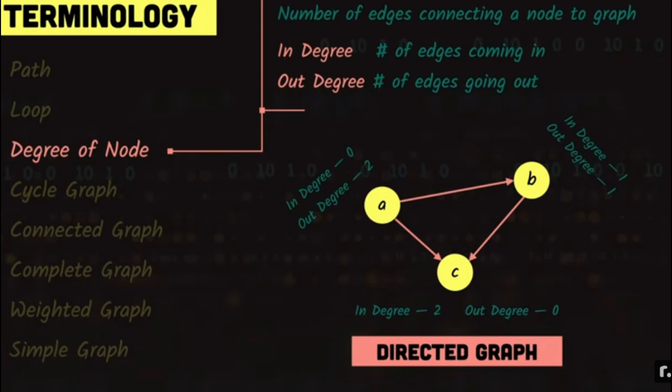Now what happens when we have a loop in a directed graph? So let's say that we have a loop on the node B. Now there are two edges coming into the node, one normal edge and the other is the loop. So the in degree of this node would be 2. And similarly we have two edges going out of the node, a normal one and the other one for the loop, so the out degree will also be 2.